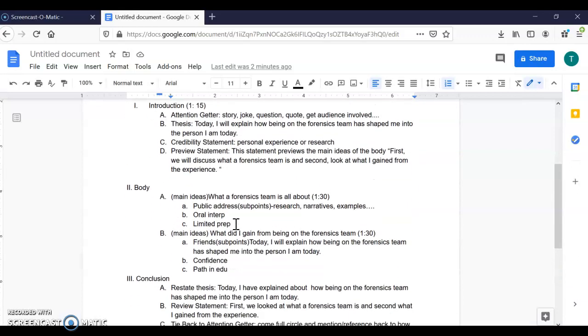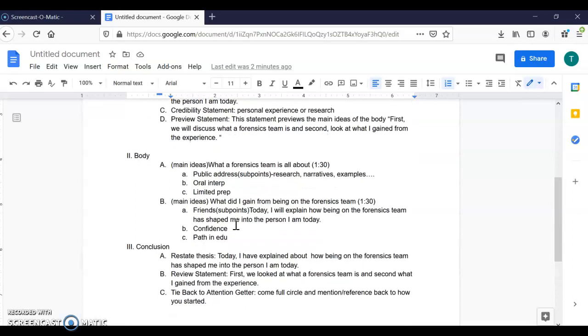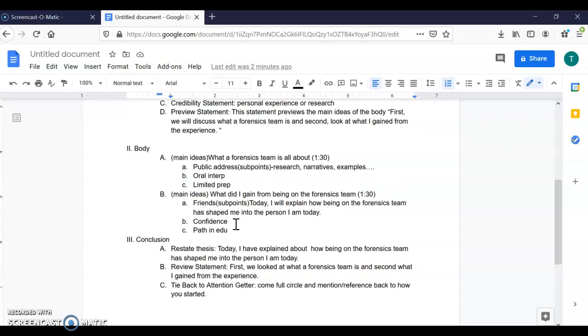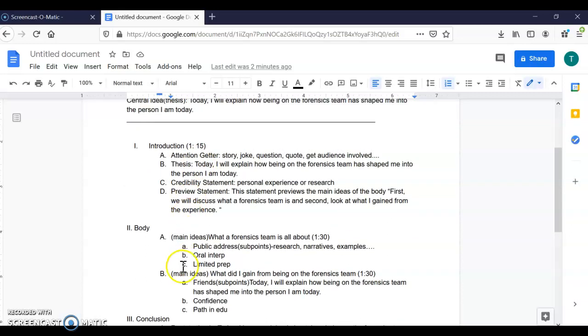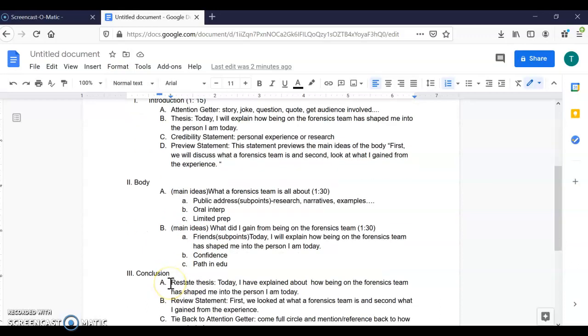So my next video is going to be about transitions. Transitions are super important, because how do we get from the introduction to main point 1, from main point 1 into subpoint A, from subpoint C into the next main point? How do we move through all this craziness and have it make sense? That's what the next video is going to be about.